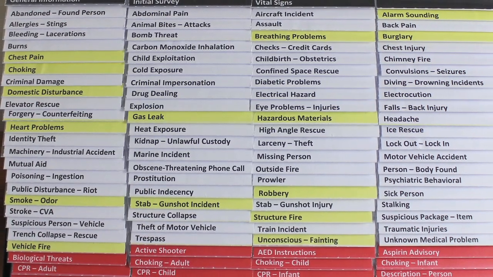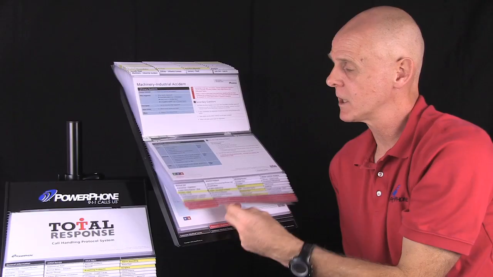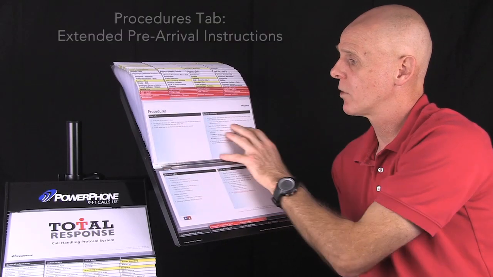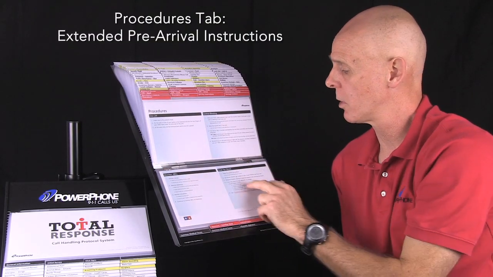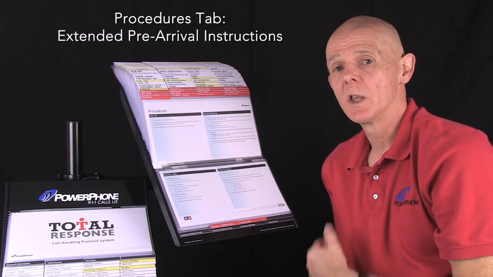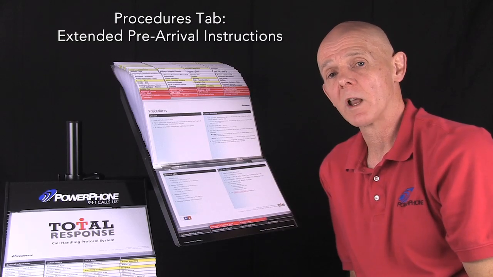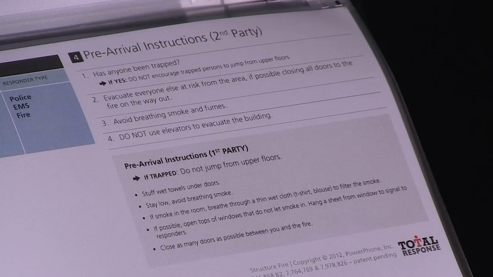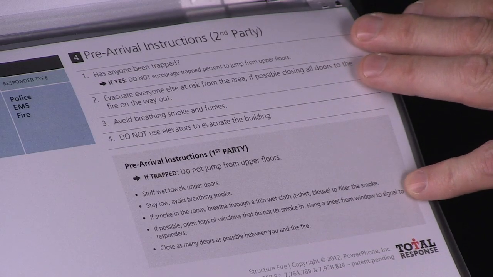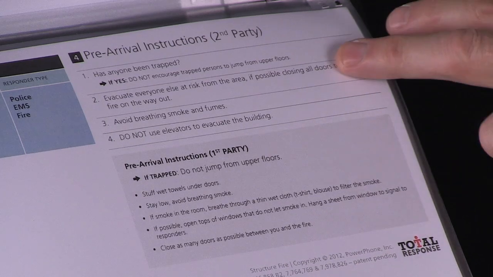When recommended, the operator will go to a procedure tab. In this particular example, we have the procedures which relate to control of bleeding, monitor ABCs, and treat for shock. This would be a point where the operator is likely to be involved in extended pre-arrival instructions, possibly remaining on the call until the responders arrive on scene.